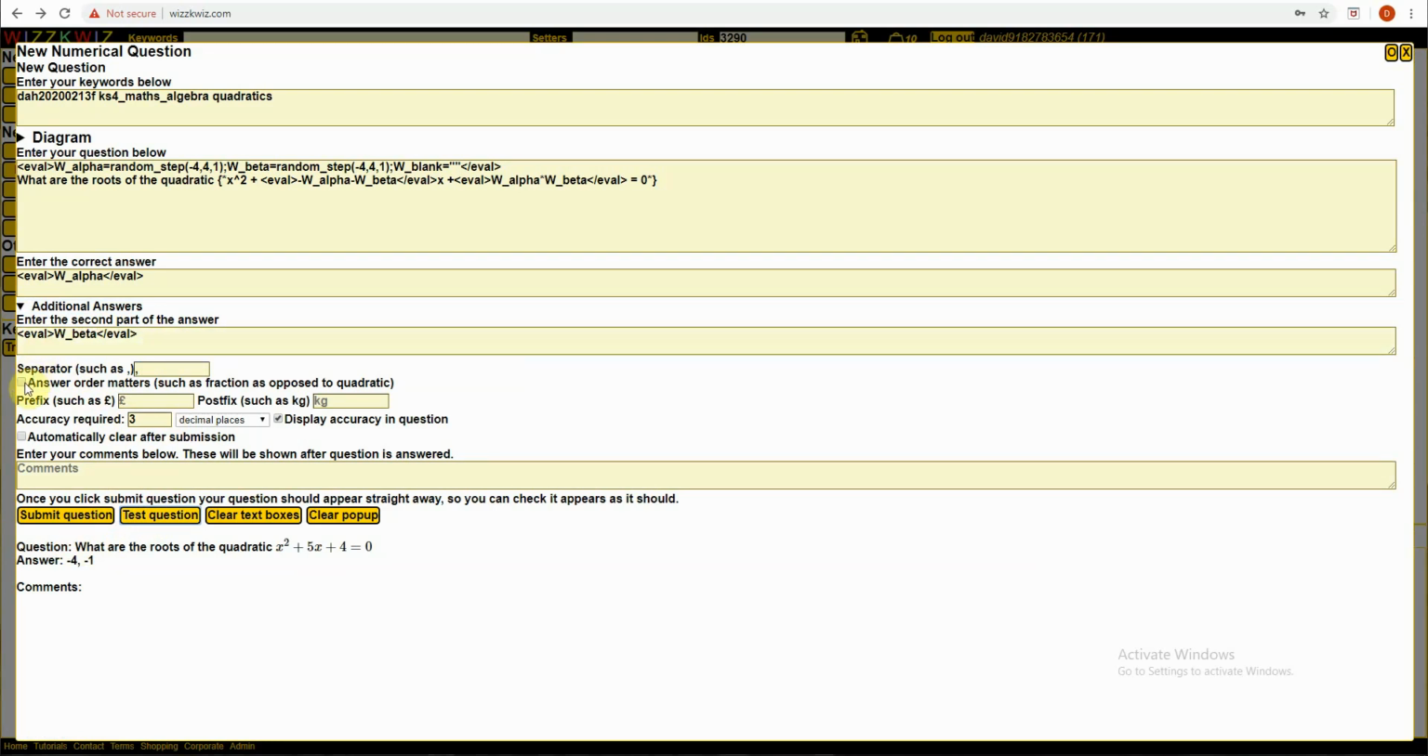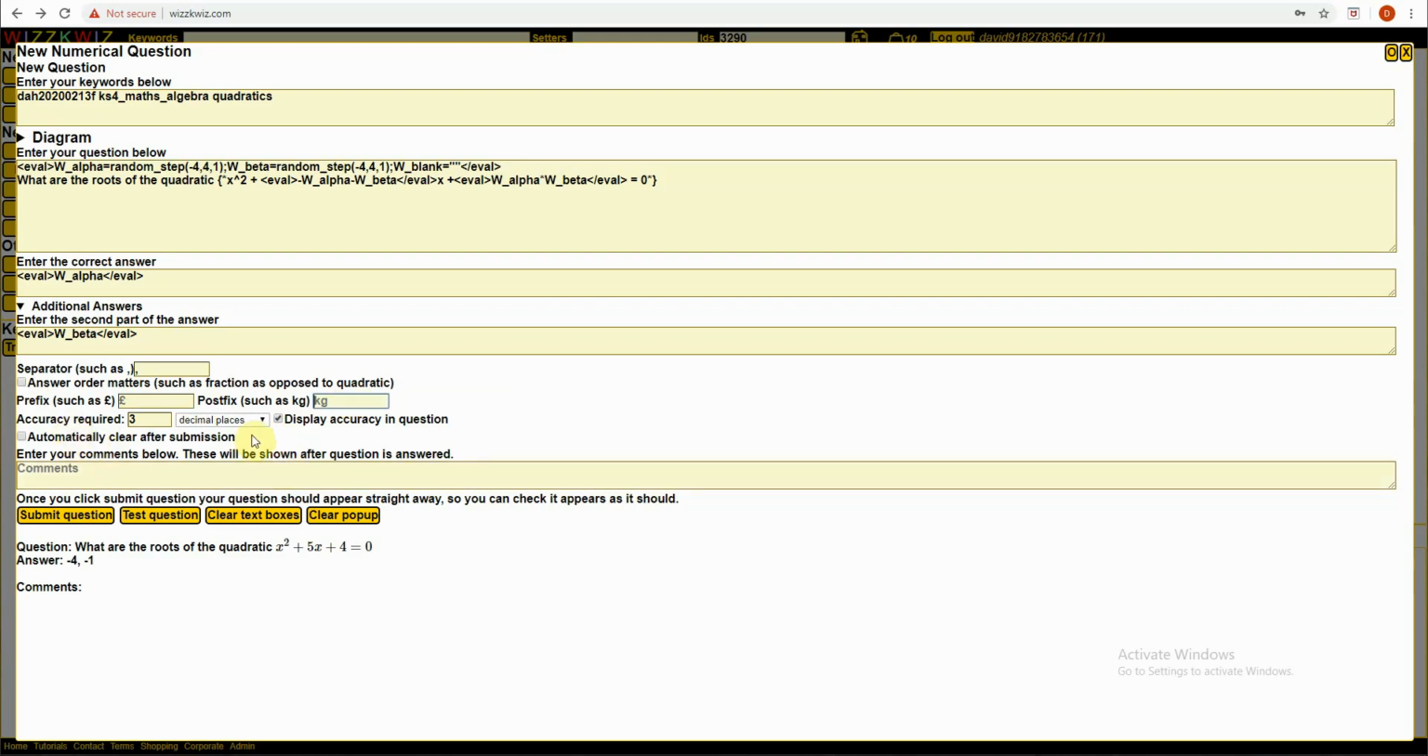This is very, very important because if it's, say, coordinates or a fraction, it's important which way round it goes. If it's a quadratic, it doesn't matter which way round it goes, so we don't click that. We leave that unselected. Otherwise, if the answer's 3 and 4, and a student puts in 4 and 3, they'll be marked wrong. So it's very important that we don't put in that the order matters there. Prefix, we're not going to put anything here because it's not like pounds or dollars or something. Postfix, we're also not going to put in.